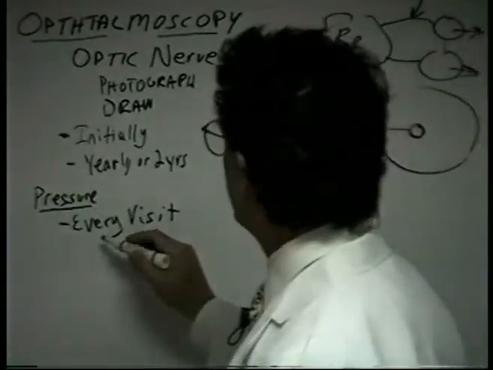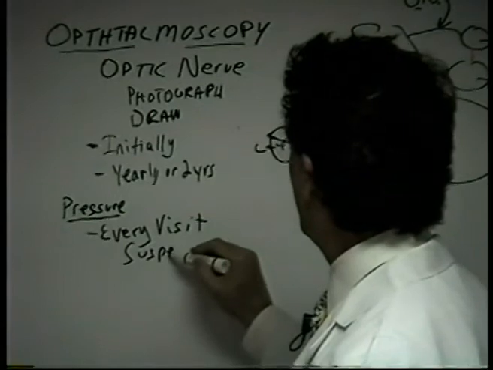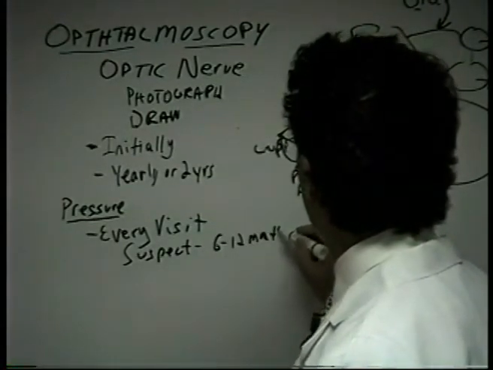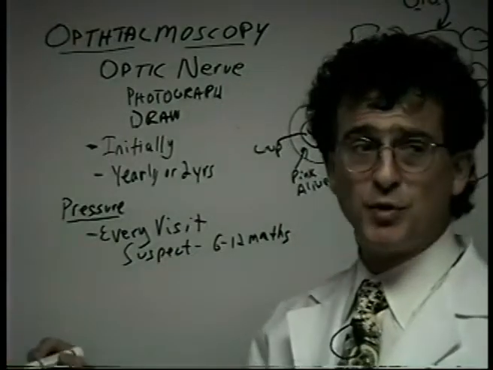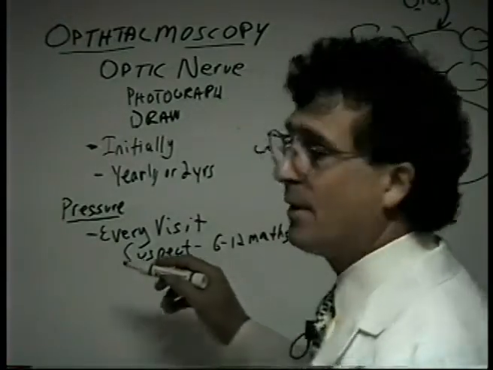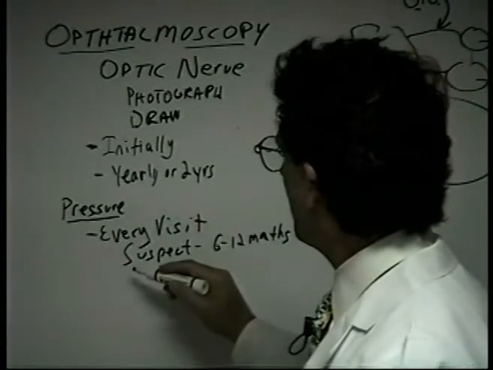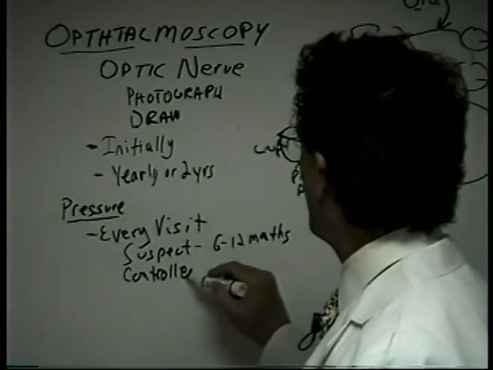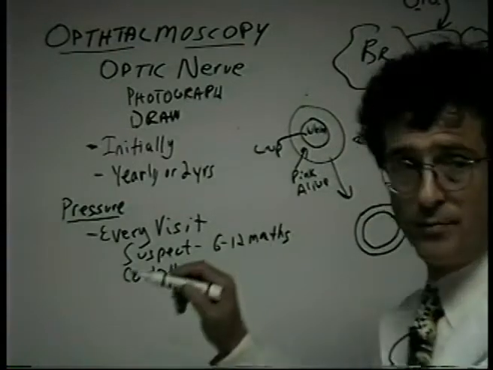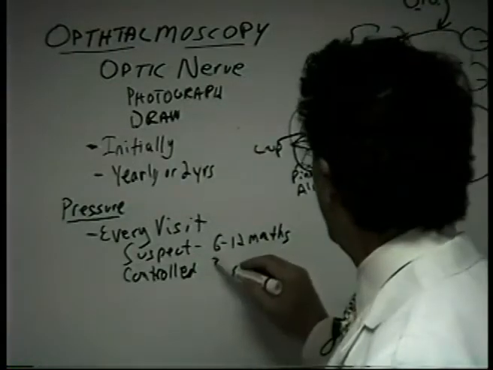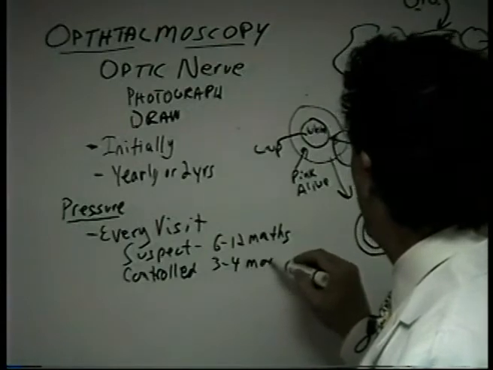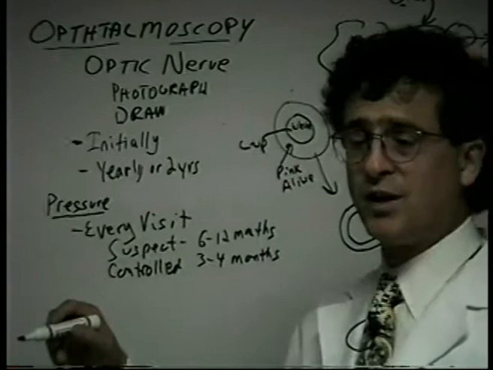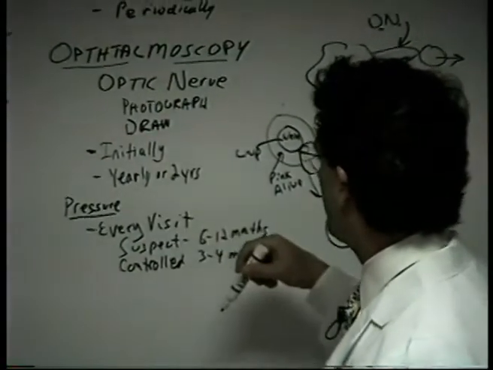Okay, here's some broad guidelines for you. If somebody's a suspect, 6 to 12 months you see them, unless you're very suspicious. If they have controlled glaucoma, I'm talking about real glaucoma now, not suspect, real damage, controlled glaucoma, 3 to 4 months. If the pressure is controlled and the disease is not getting worse, that would be how we define control.